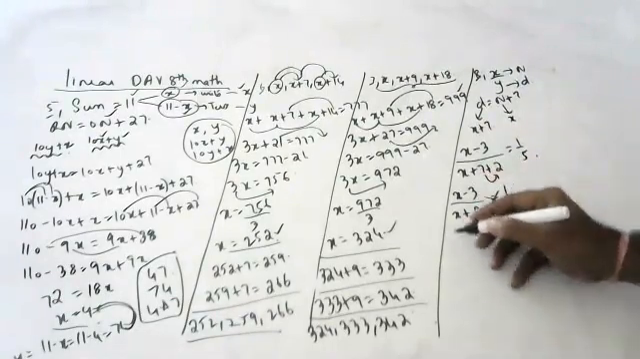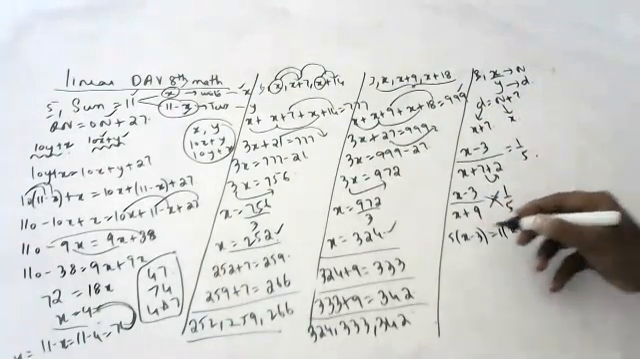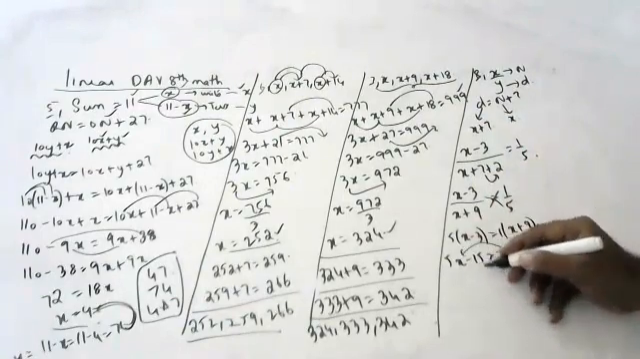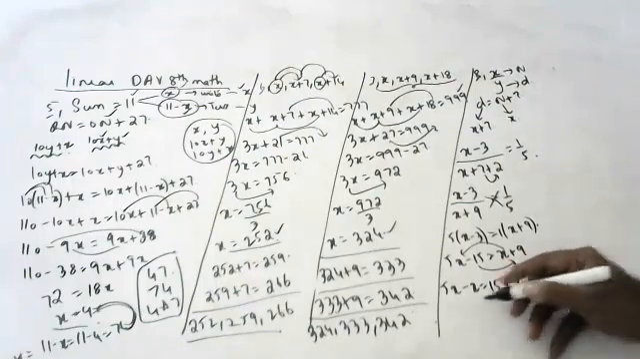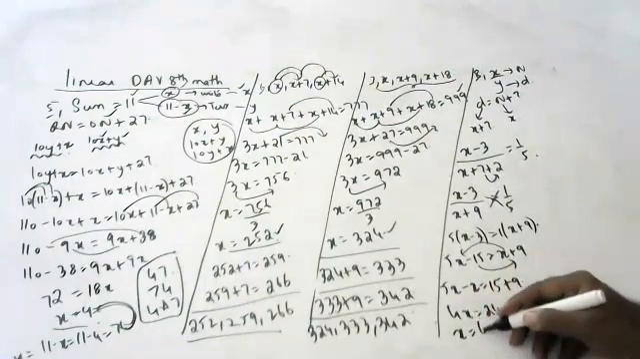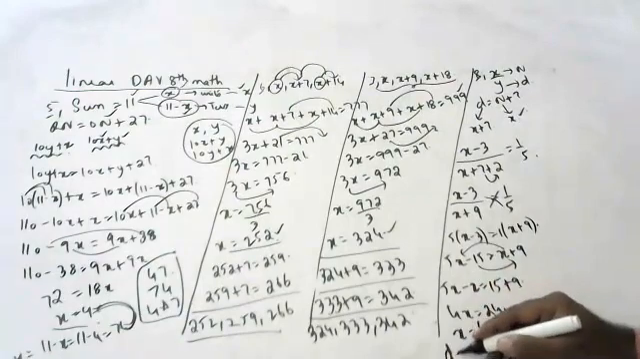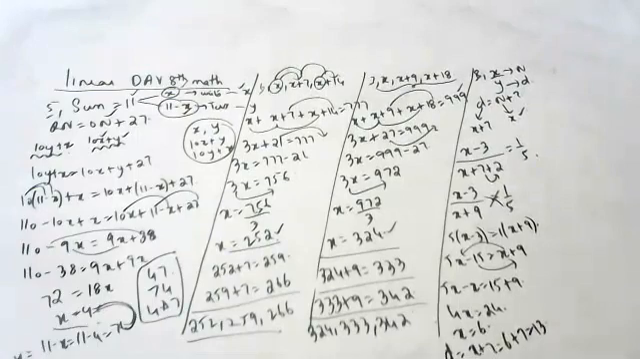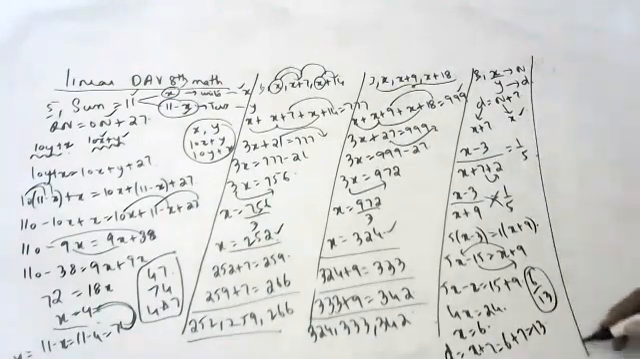Cross multiplication. 5 into x minus 3 is equal to 1 into x plus 9. 5x minus 15 is equal to x plus 9. So 5x minus x is equal to 15 plus 9. 4x is equal to 24, x is equal to 24 by 4, x is equal to 6. Numerator is 6, means denominator will be x plus 7. 6 plus 7 is how much? 13. So what is the fraction, children? 6 by 13 is the original fraction.